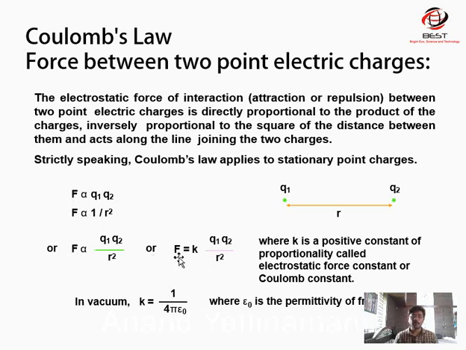By including a constant, Coulomb's constant, I would like to replace the proportionality with a proportionality constant. So we get F is equal to K into q1 q2 by r square, where K is called Coulomb's constant and whose value is equal to 1 by 4 pi epsilon naught, which is equal to 9 into 10 to the power 9 Newton meter square per Coulomb square, where this epsilon naught refers to the permittivity of free space. Thank you.